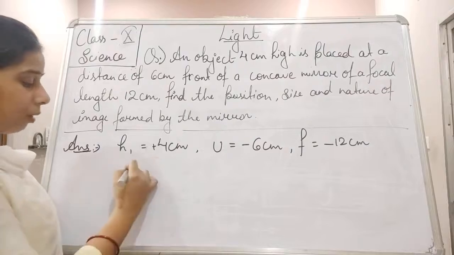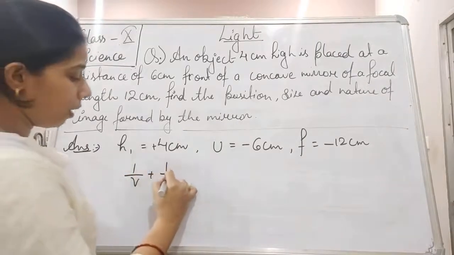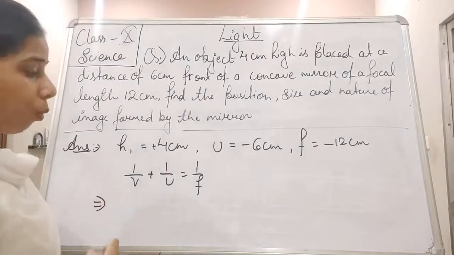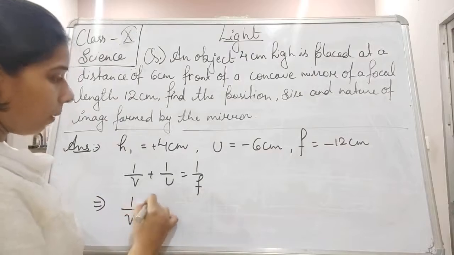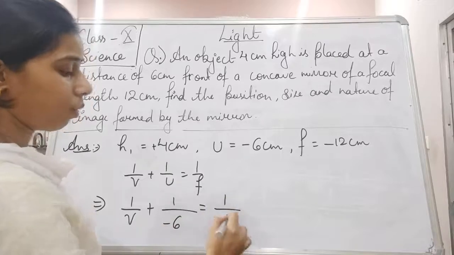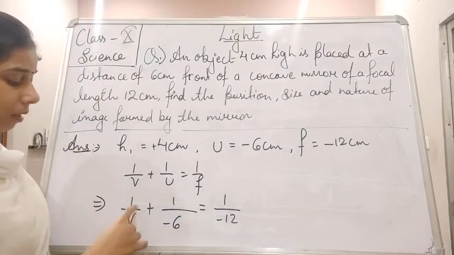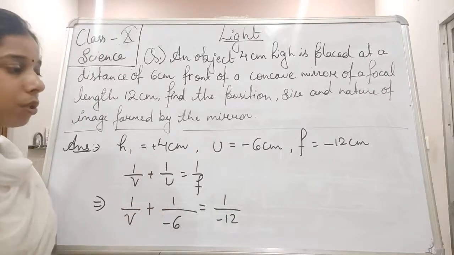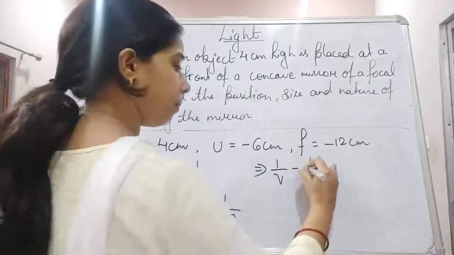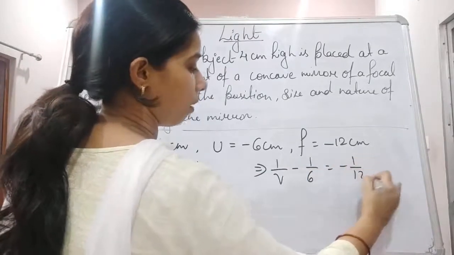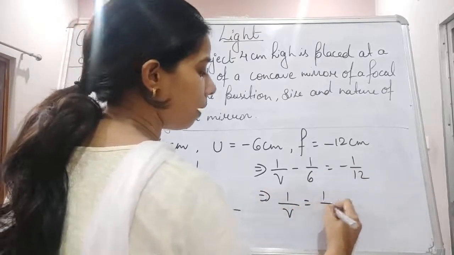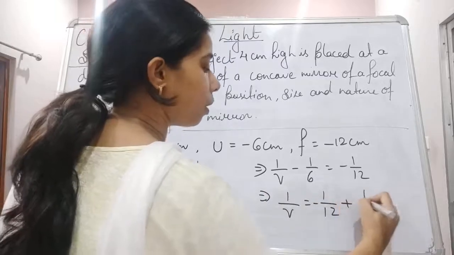To get that, we know the mirror formula, 1 by V plus 1 by U is equal to 1 by F. So 1 by V, which we have to find, plus 1 by U, which is 1 by minus 6, is equal to 1 by minus 12. So 1 by V minus 1 by 6 is equal to minus 1 by 12. Or this minus goes to the other side, it will become 1 by V is equal to minus 1 by 12 plus 1 by 6.